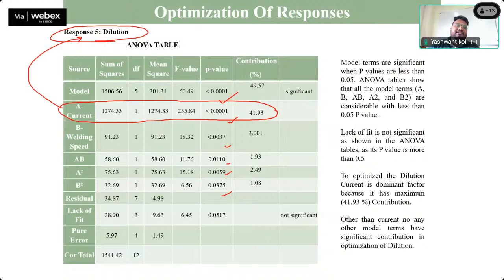Only for weld reinforcement, welding speed is the dominant factor. So majorly, if we control the current and optimize the current values, all the other responses can be easily optimized due to the current values.